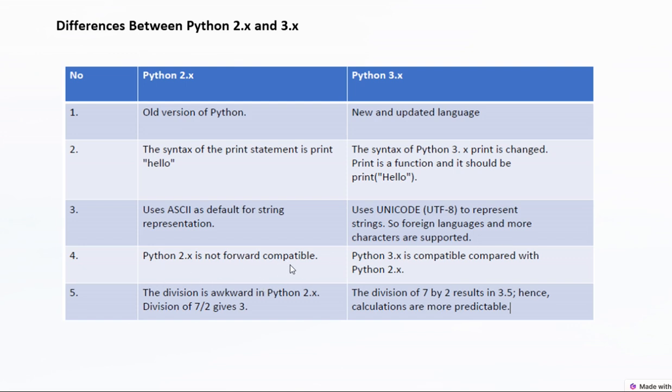Python 2.x is not forward compatible, but Python 3.x is compatible compared with 2.x. The division in Python 2.x is a little awkward. For example, if you divide 7 by 2, you will just get 3. You will not get the value after the decimal point. But when the same thing is performed in the 3.x version, you will get the answer as 3.5. 7 by 2 gives 3.5. Hence the calculations are more accurate.